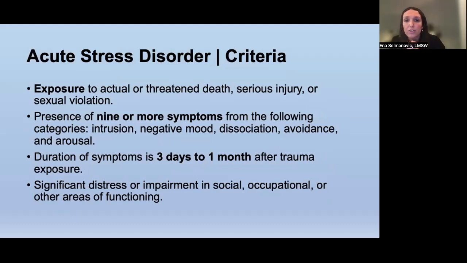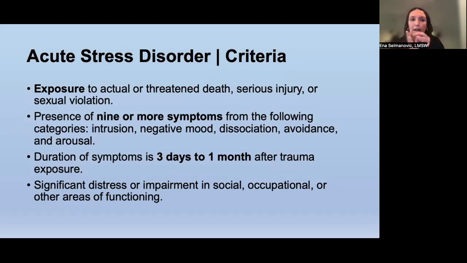Criteria for acute stress disorder includes exposure, right, to a traumatic or stressful event. So exposure to actual or threatened death, serious injury, or sexual violation. So this is exposure to a trauma. And the next criteria is presence of 9 or more symptoms from the following categories: intrusion, negative mood, dissociation, avoidance, and arousal. So this is very similar to the PTSD symptoms.